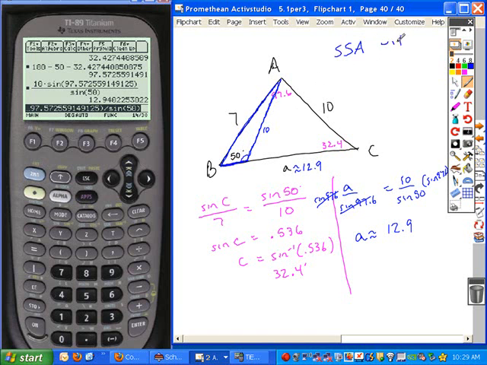Okay, so if the longest of the two sides is opposite the given angle in that SSA pattern, and so if you have SSA with the longest side opposite the given angle, there's only one triangle. Whereas if you have SSA where the shorter of the two sides is opposite the given angle, now you're going to have two possibilities.